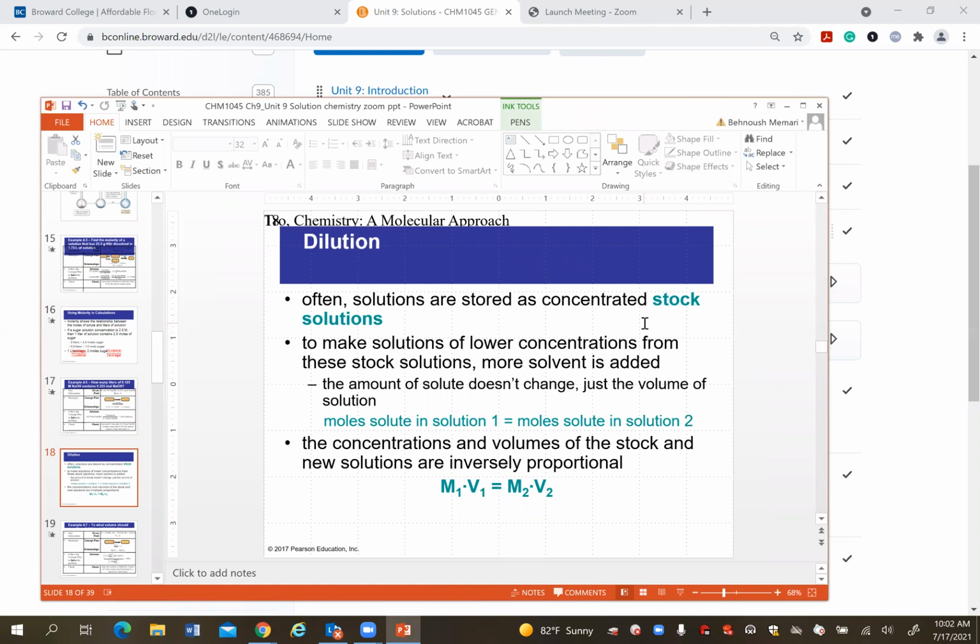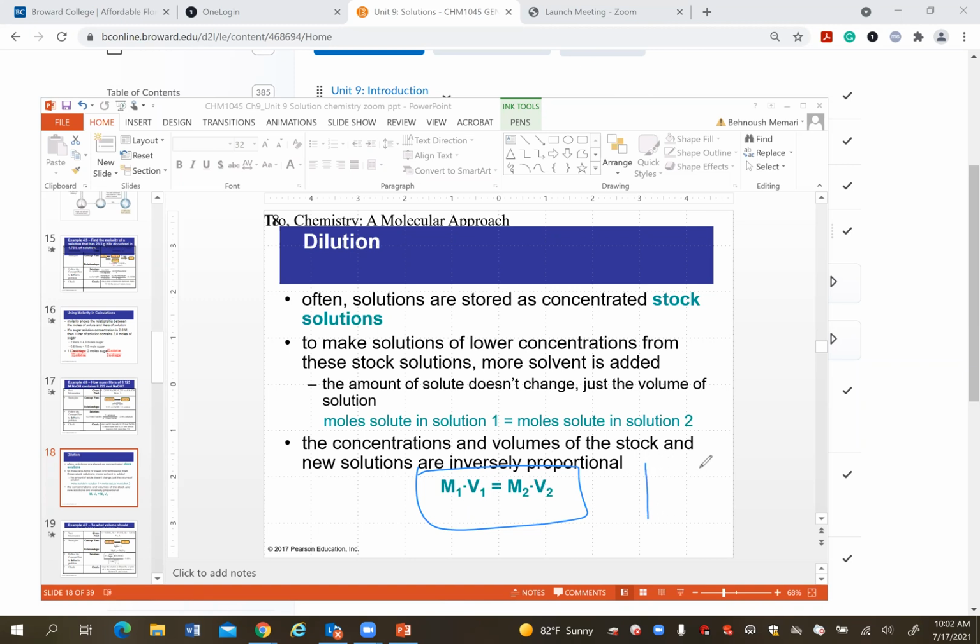A stock solution is a solution that has high concentration. They usually make this in the lab, they leave it, and then when they want a lower concentration, they just dilute the solution. To dilute a solution, the formula used is M1V1 equals M2V2.